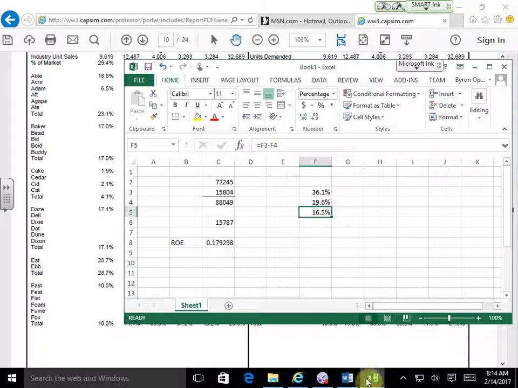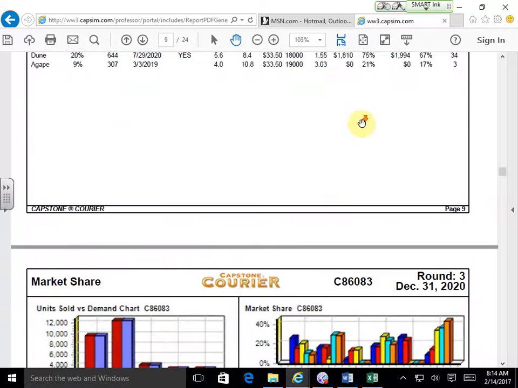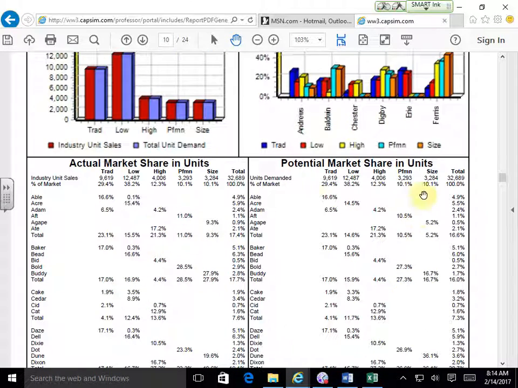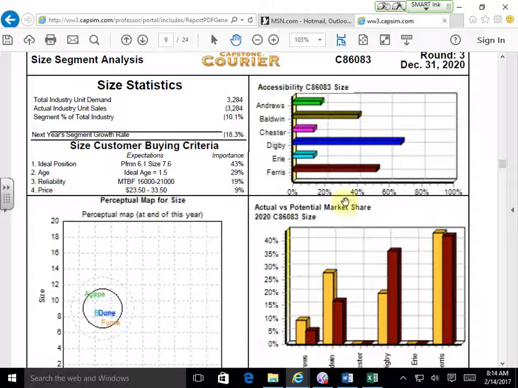So what was the total unit demand for that segment? It tells us up here, or we can go back up here, either one. But the total units demanded for that segment was 3,284. Be the same number as up here, 3,284.